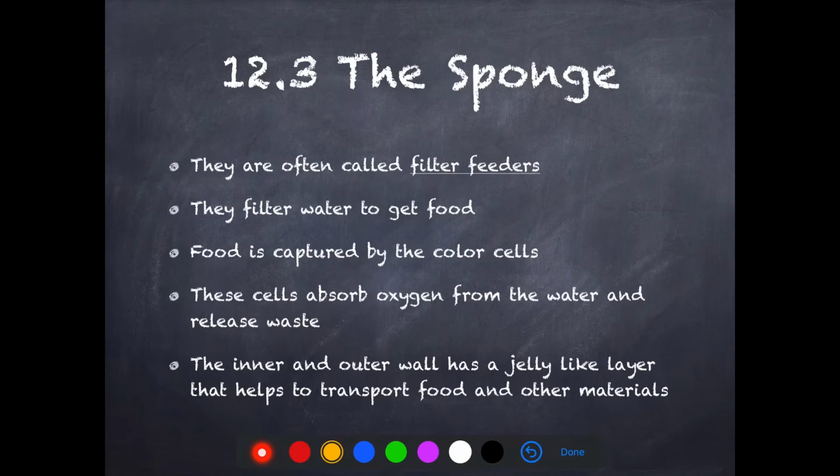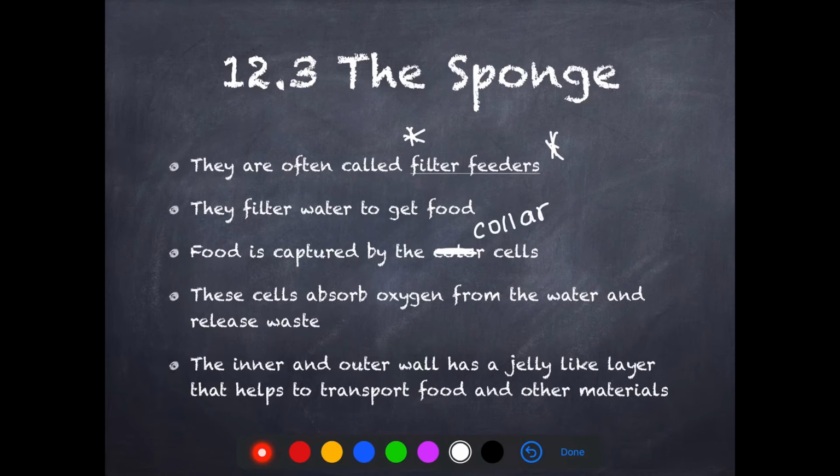Okay, so sponges are often called filter feeders. That's pretty important. You can probably understand from what I just said that water comes in, and that's how they get the food. So they filter out the food, and then the food is captured by the collar cells.